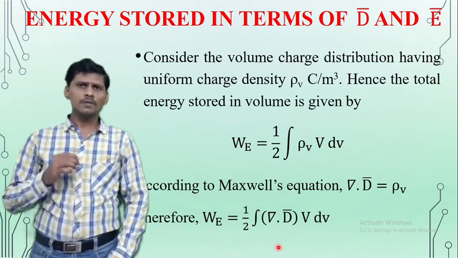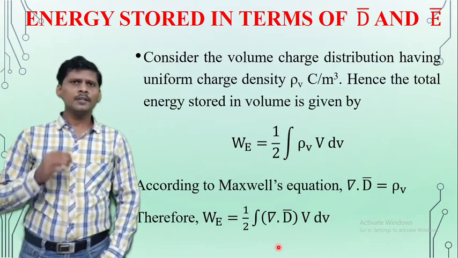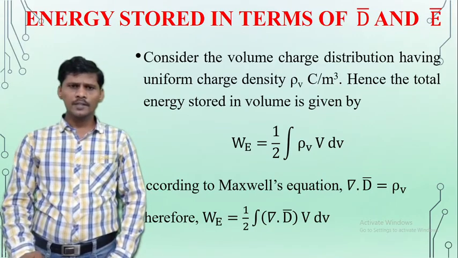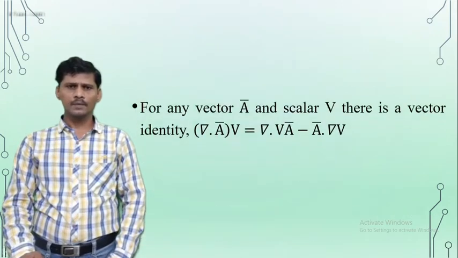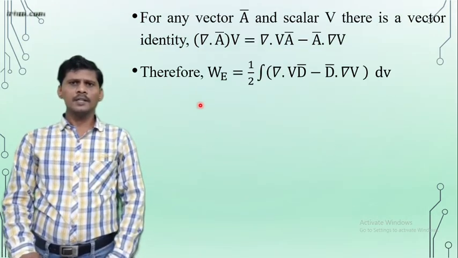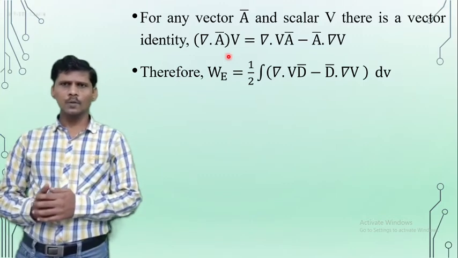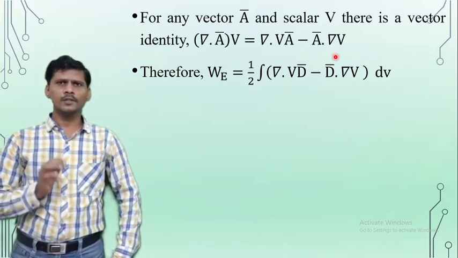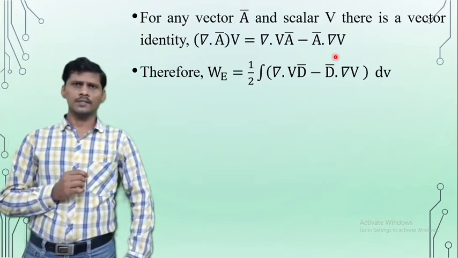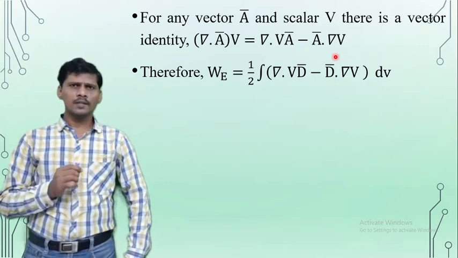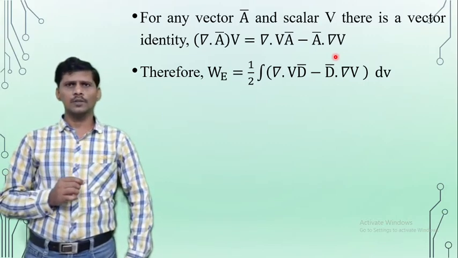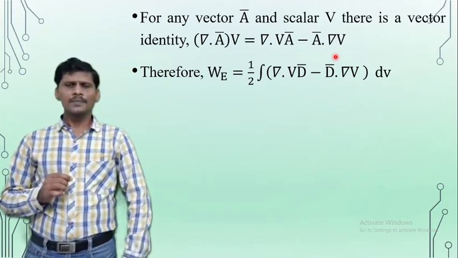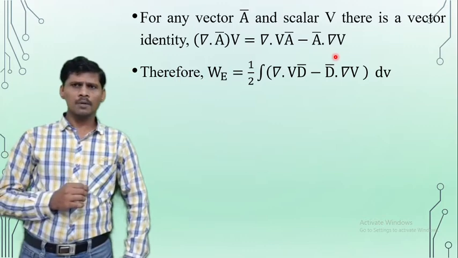So using the concept of vector identity, for any vector capital A bar and the scalar V, the vector identity is represented as del dot A bar into V is equal to del dot VA bar minus A bar dot del V. So according to the concept of vector analysis, for any vector capital A bar and scalar quantity capital V, del dot A bar into V is equal to del dot VA bar minus A bar dot del V.